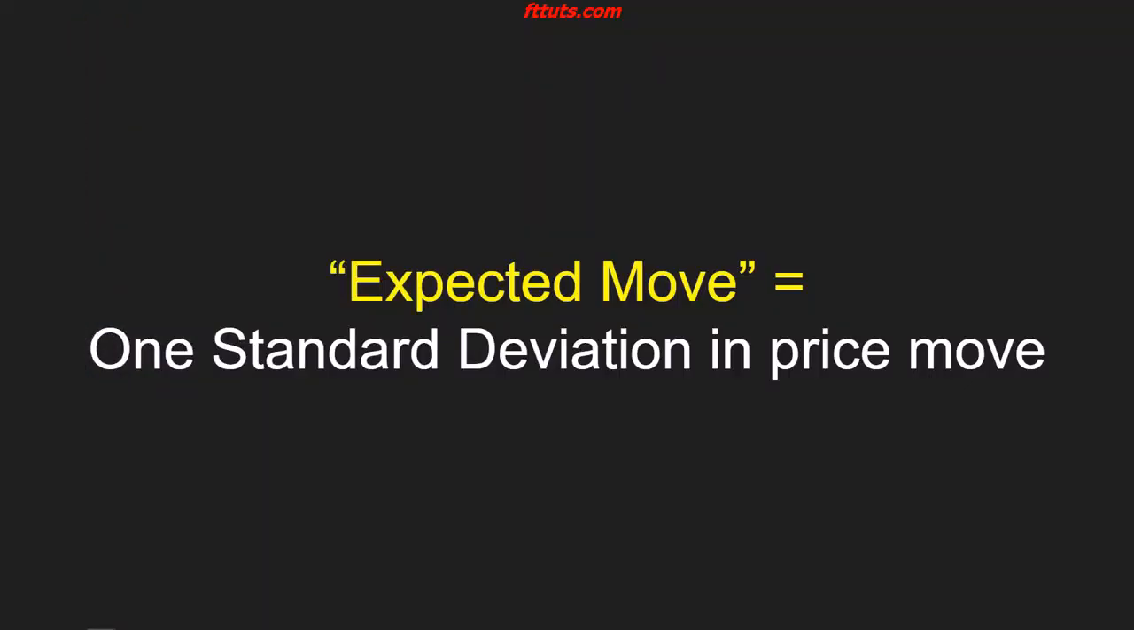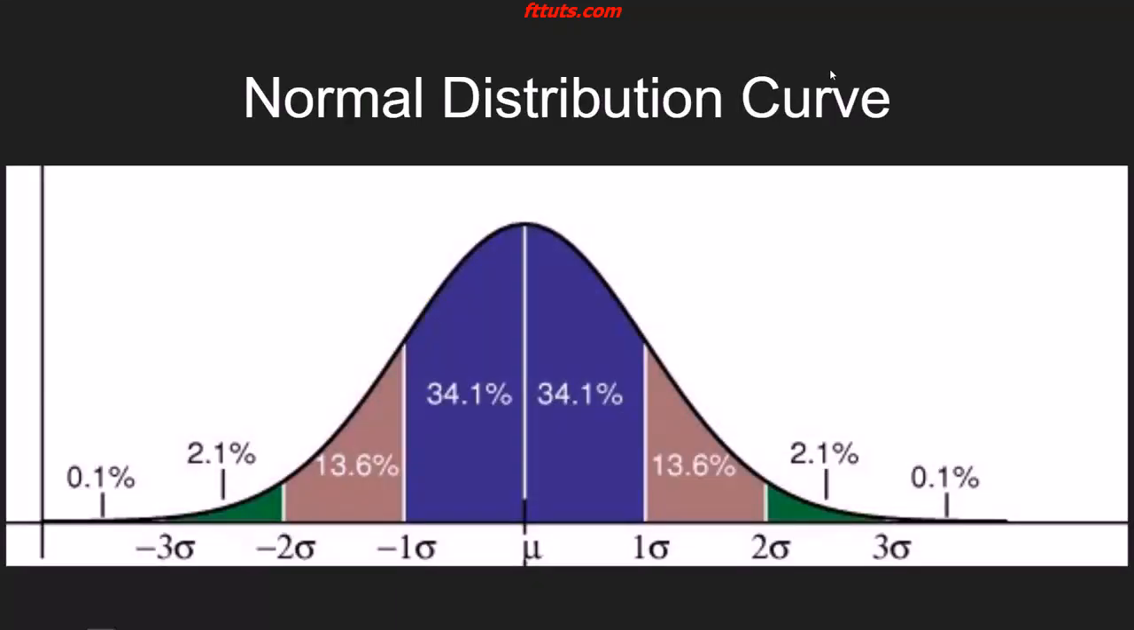An expected move is one standard deviation in price. You've all seen the normal distribution curve before, the old bell curve that we talk about. Well, this is really talking about the very center of the bell curve, or the normal distribution curve, which is represented by one standard deviation plus and minus.